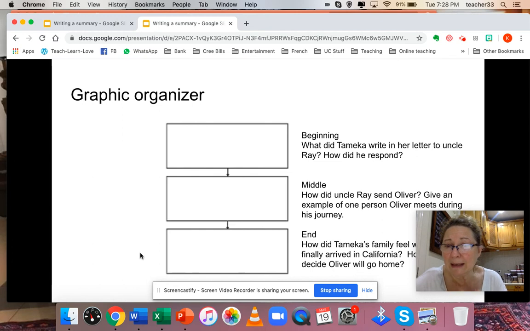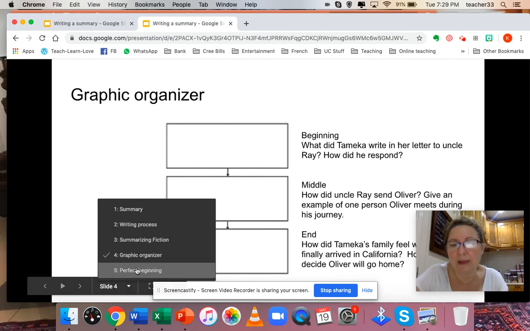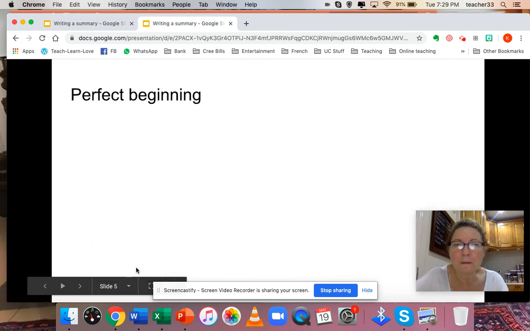And then at the end, how did Tamika's family feel when Oliver finally arrived in California? What did they decide to do? How were they going to send him home? Are they going to send him the same way? Or maybe there will be another way of sending him.